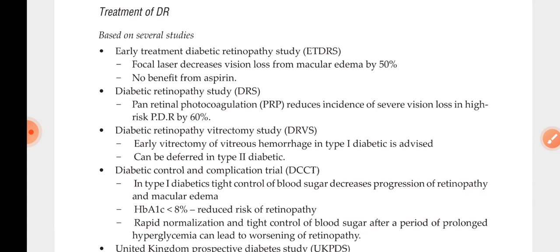Next is the Diabetic Retinopathy Vitrectomy Study, DRVS. Early vitrectomy for vitreous hemorrhage in type 1 diabetes is advised, okay. Vitrectomy is advised. It can be deferred in type 2 diabetes.